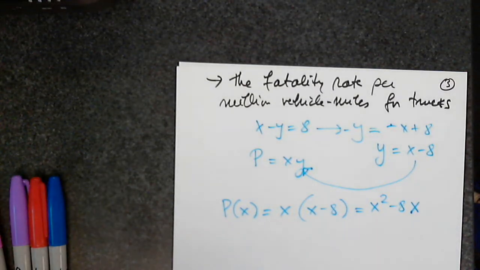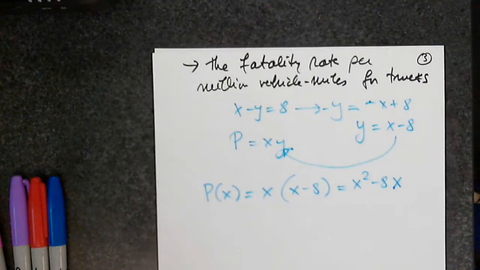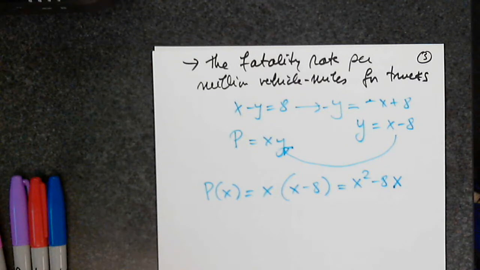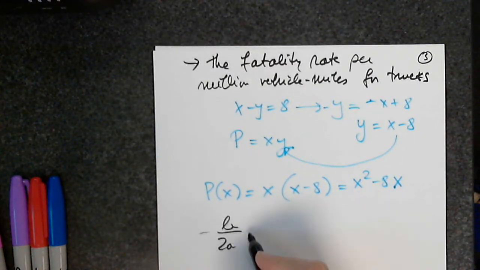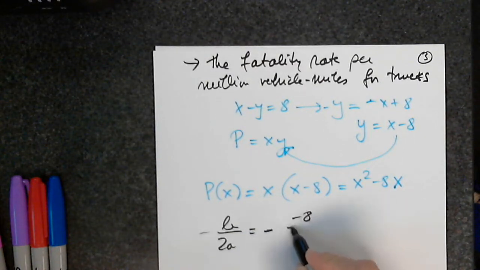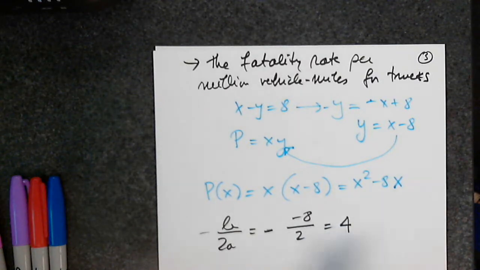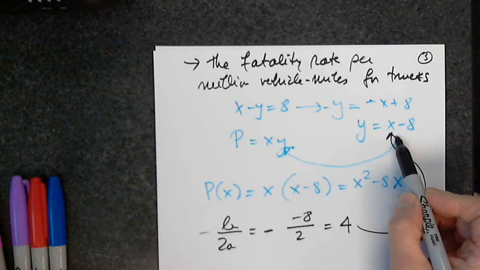How do I determine the minimum of this function? You can factor it. That's not how I find the minimum. Careful. How do I find the minimum? The vertex. Very good. Indeed, negative b over 2a, negative 8 over 2, which is 4. Which means x equals 4.